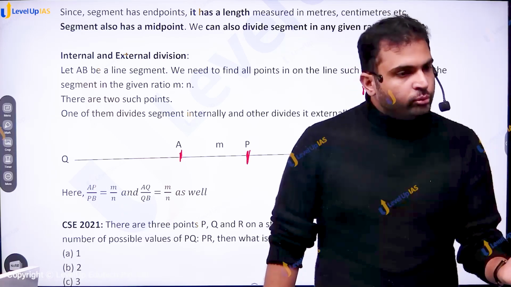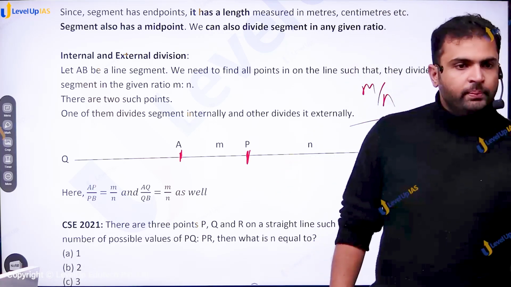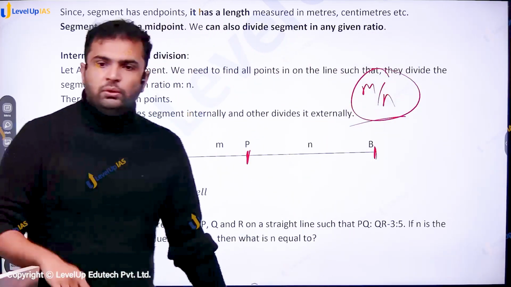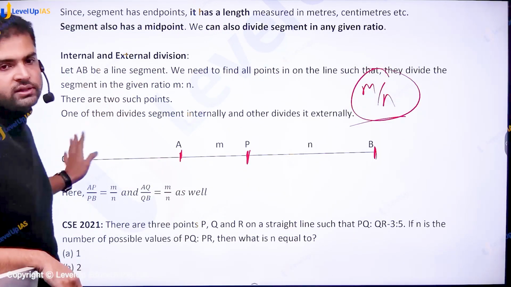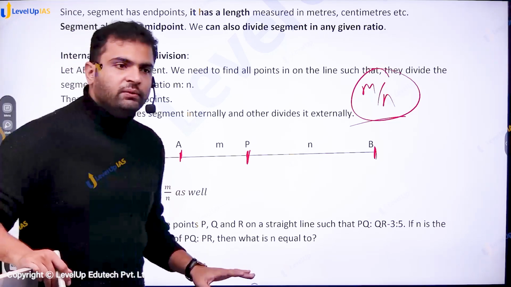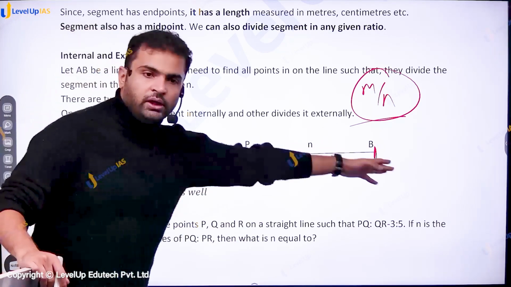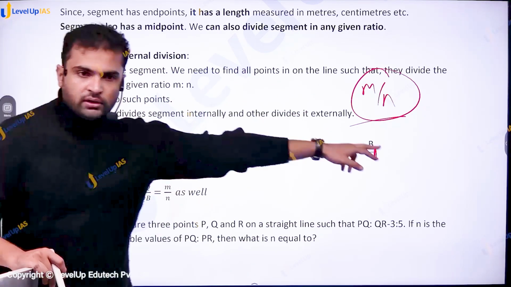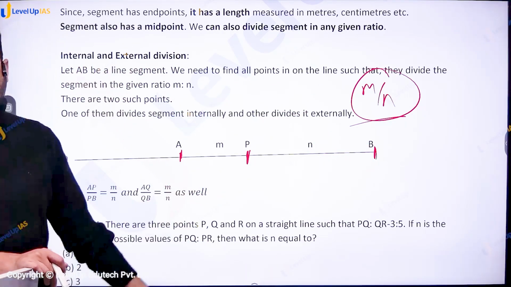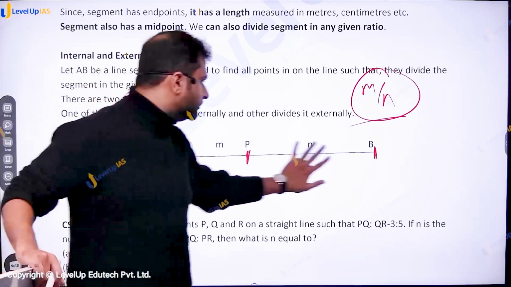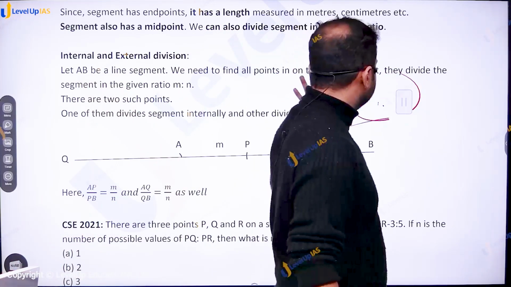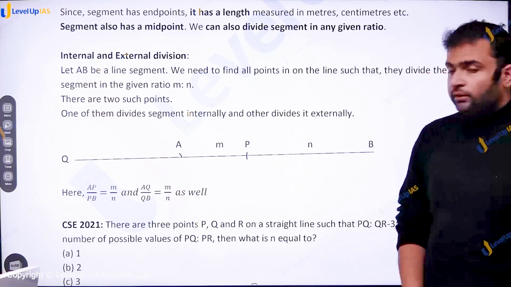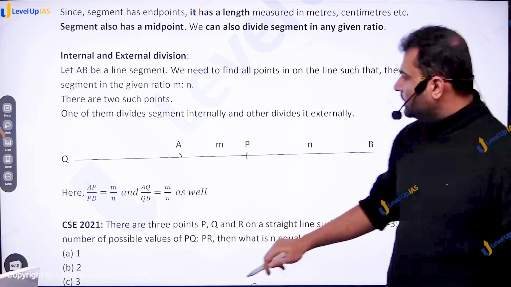There would be only 2 points that divide a given line segment in this given ratio. One would divide it internally, another would divide it externally. Internal division means AP is to PB is M is to N, and external division is AQ is to QB is also M is to N. Any issues so far? Now let us see the question.